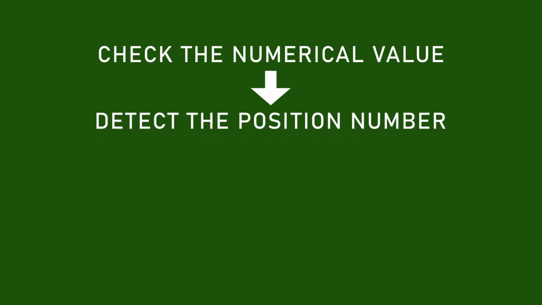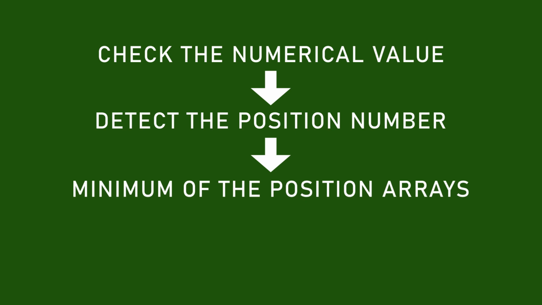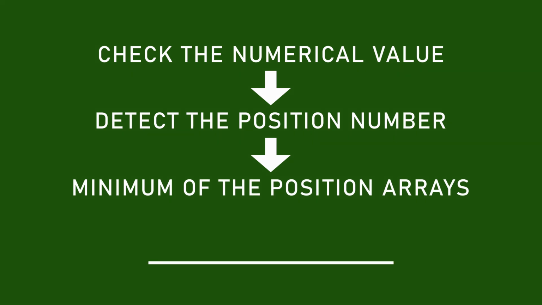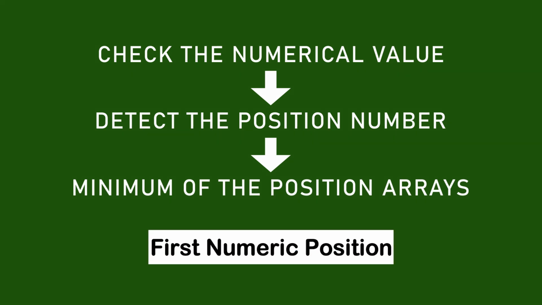First, I need to check whether a number is included in the alphanumeric string or not. If yes, then detect the positions of those numbers. Next, find the minimum of the position array. It will give us the first numeric position of the given string.